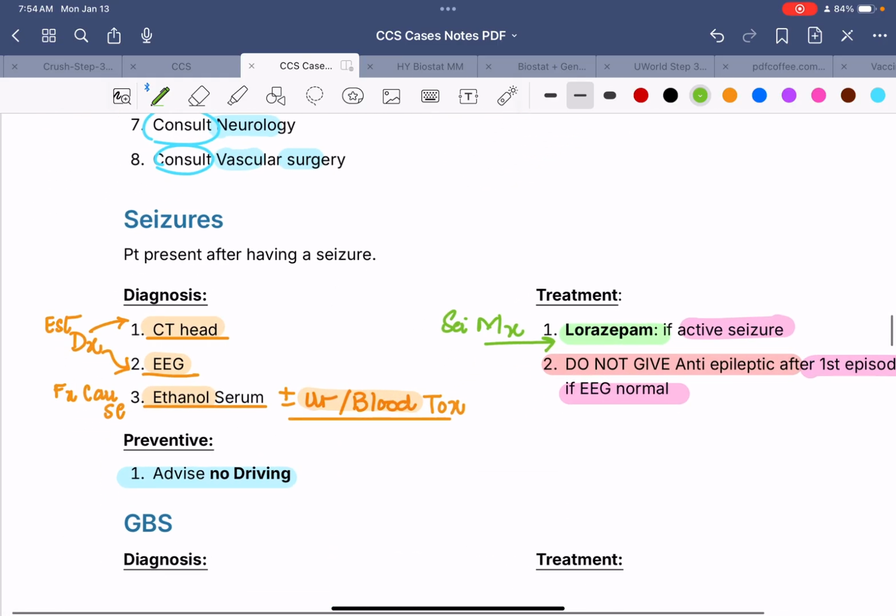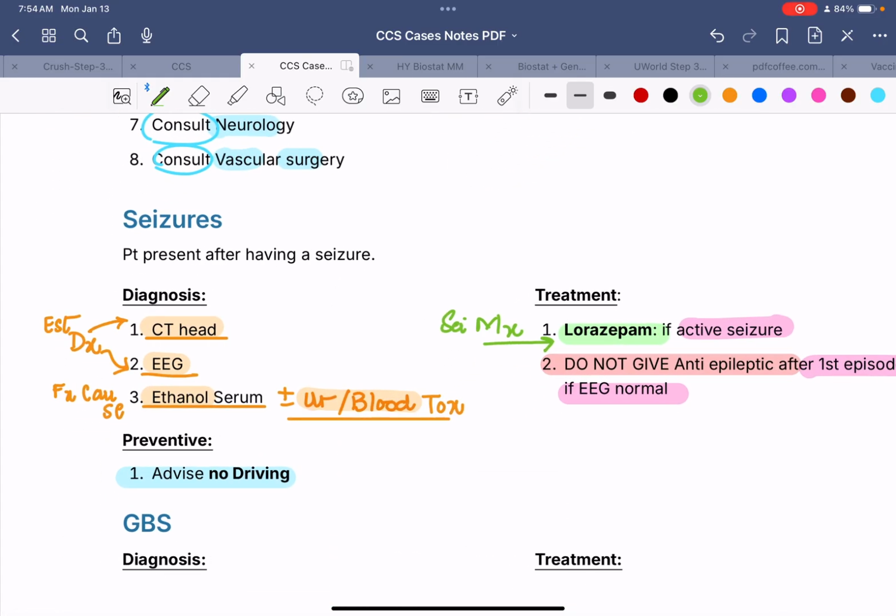Next up, we have seizures. So the goal of diagnosis for seizures will be, of course, to establish whether it was a true seizure, right? And then we are going to find out the specific cause. So for that, we're going to do some CNS tests such as CT of the head along with EEG. And for finding out the cause, we can do a serum ethanol along with a urine or blood toxicology screen, just to find out if there is some sort of drug that is causing these seizures.